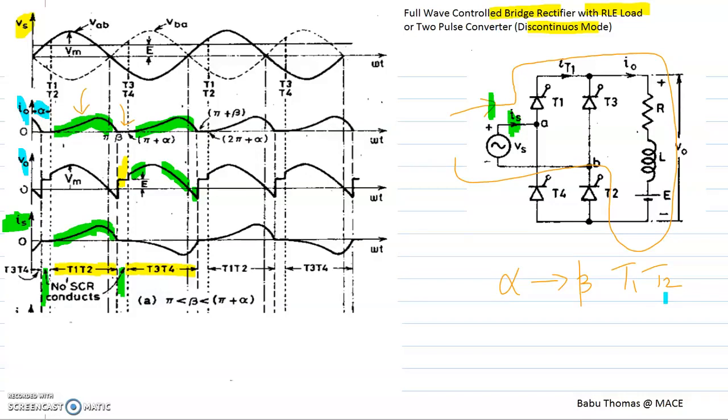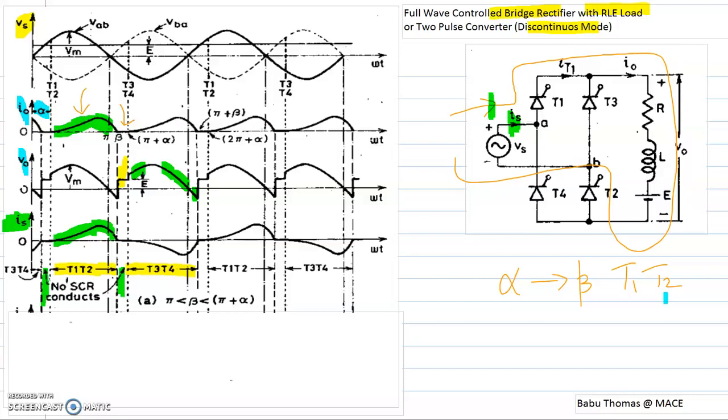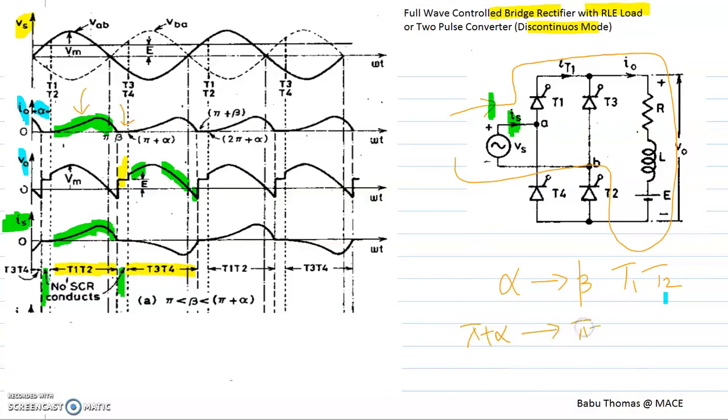Now we are going to see how the source current is going to behave from the period pi plus alpha to pi plus beta, that is during this particular instant. During that particular instant of time, the current is flowing from the source voltage Vs to the point B, T3, RLE, T4, point A, and then back.